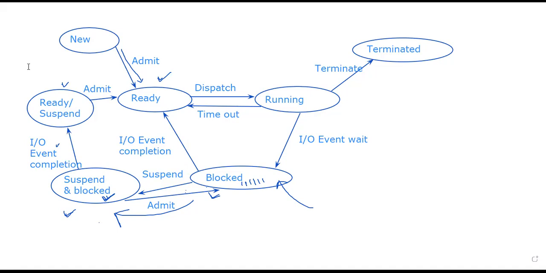Now in the ready state, there will also be many processes, because the capacity of our primary memory is limited and lower compared to the secondary storage. So our RAM capacity will get filled. Therefore, even a high priority process cannot get admitted to the ready state.